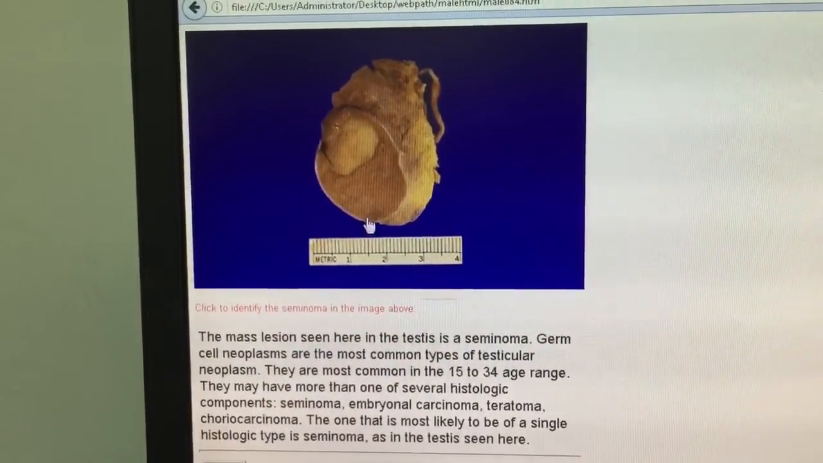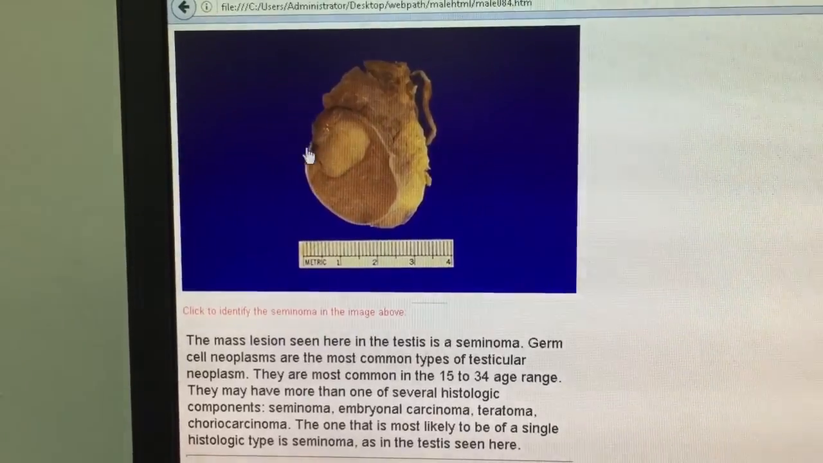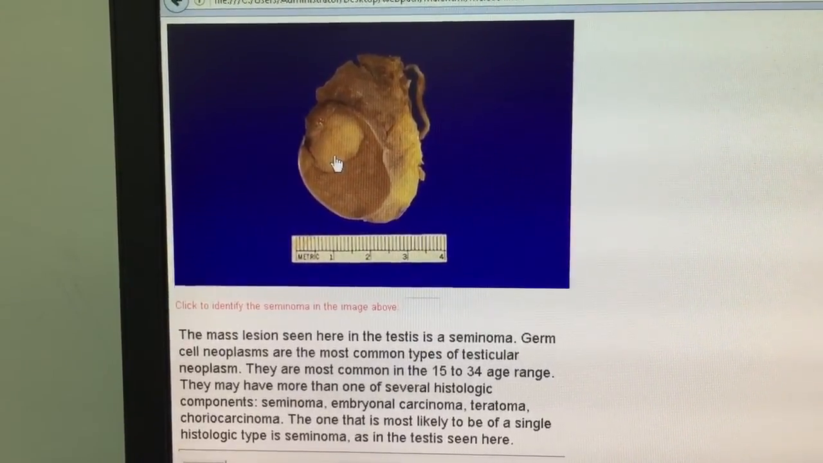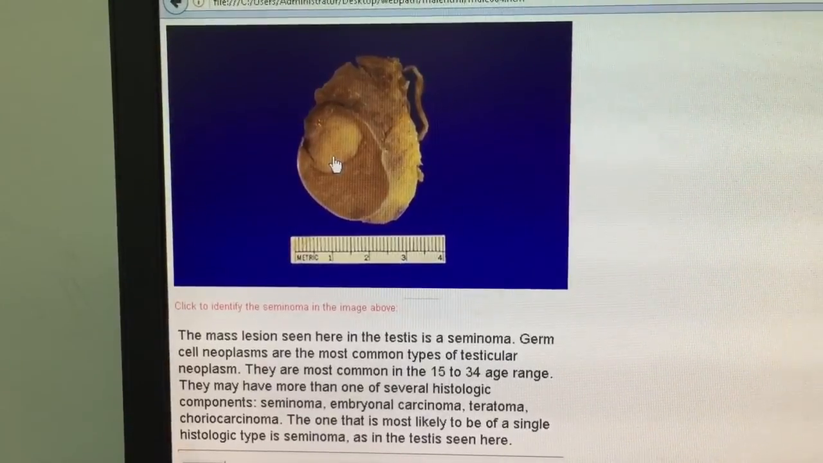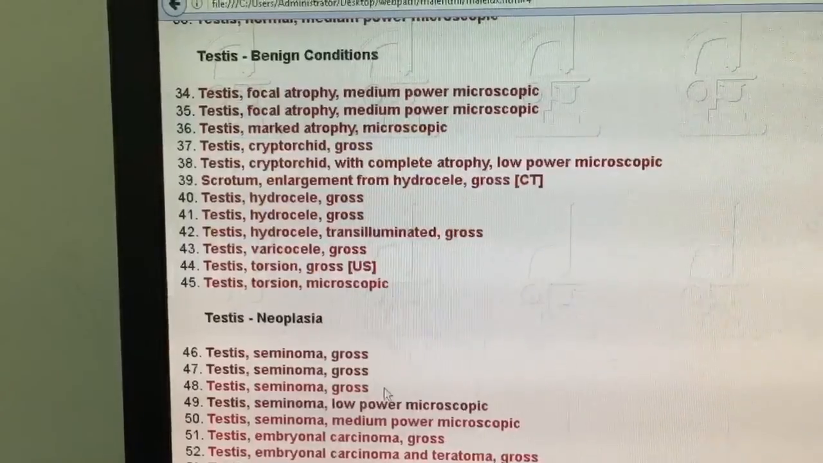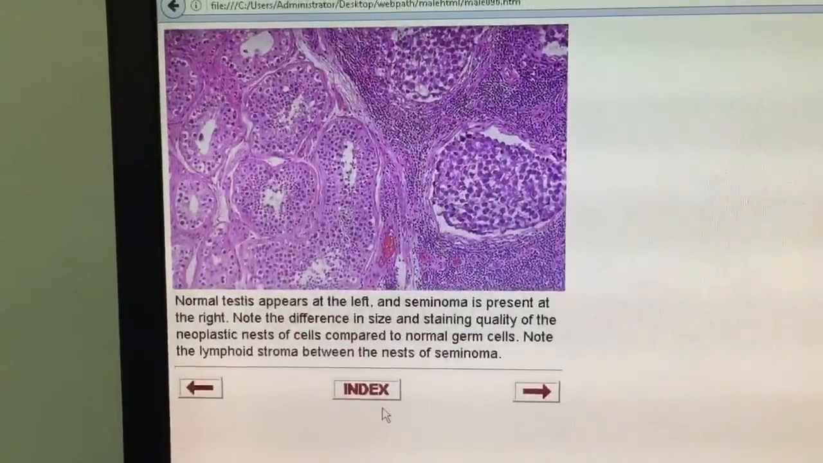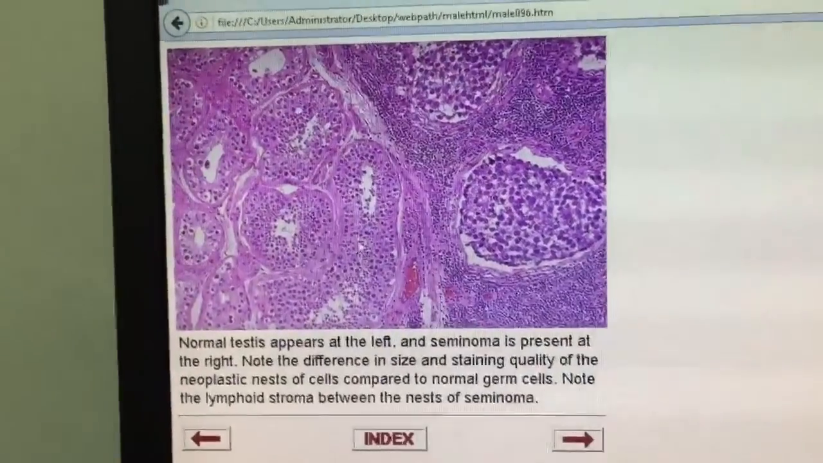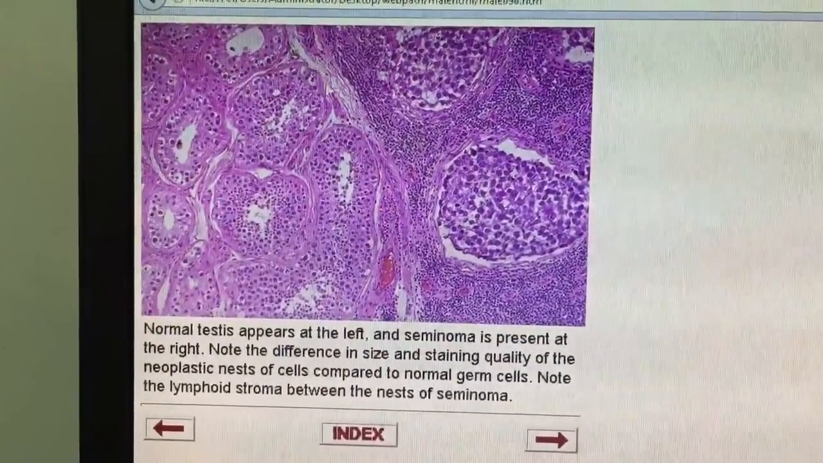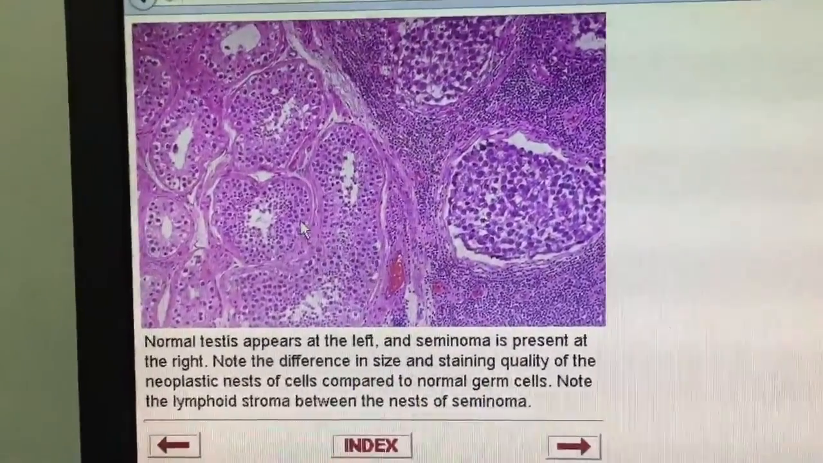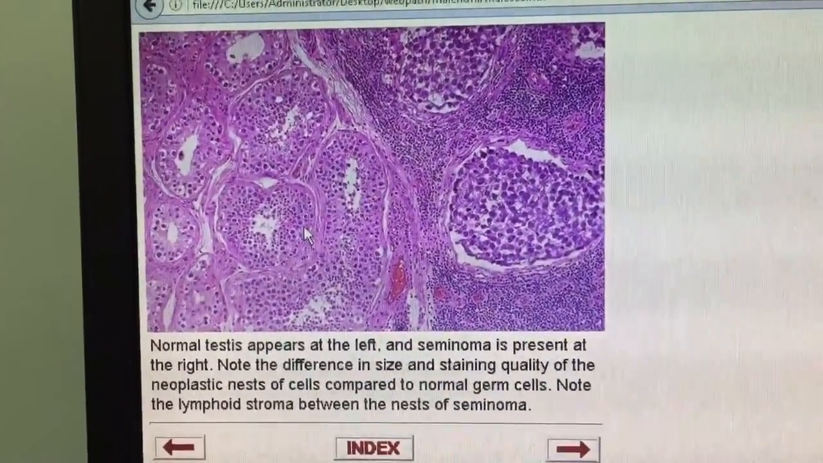Here is normal parenchyma of the testis, but here we have a nodule, an abnormal nodule. Under the microscope it appears to be seminomatous. In this picture you can see there is a capsule that separates the tumor from the normal testis.